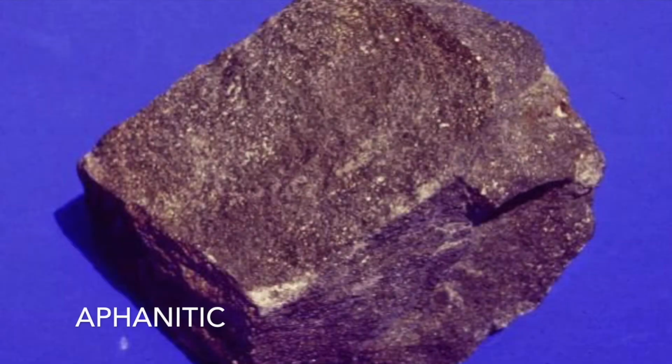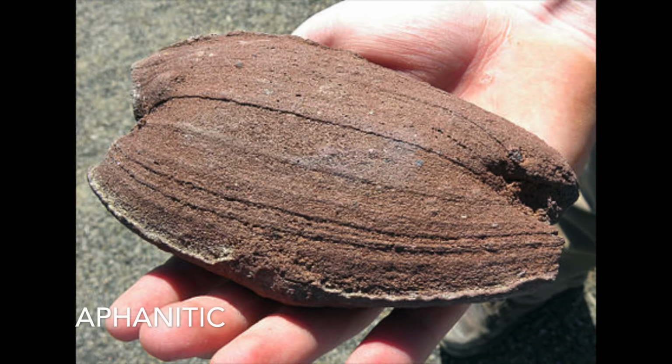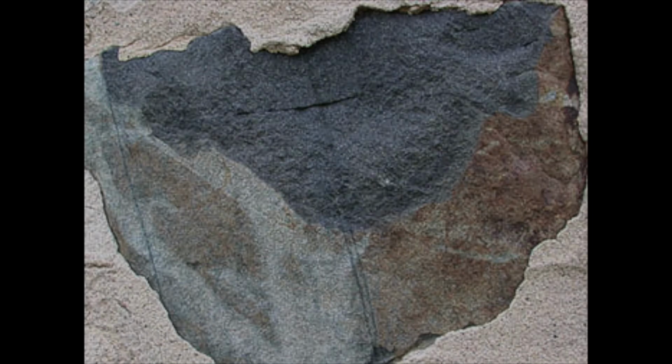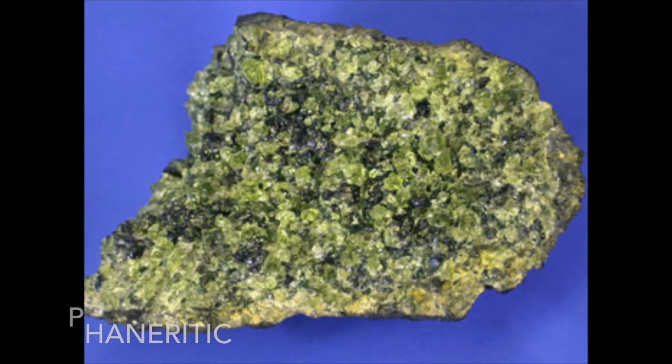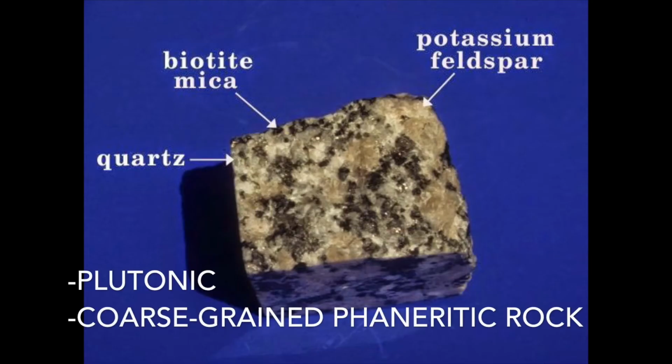Because of the large amount of crystals and the short amount of time for the crystals to grow, the result is a fine-grained rock, called aphanitic rock. On the other hand, magma that cools within the Earth's surface and endures a process of stalling is called ascending magma. This type of magma is plutonic and results in a coarse-grained phaneritic rock.